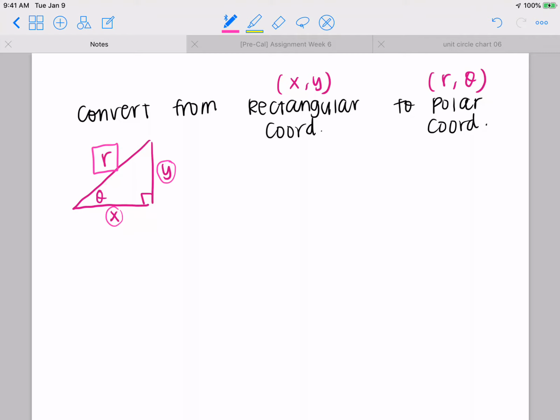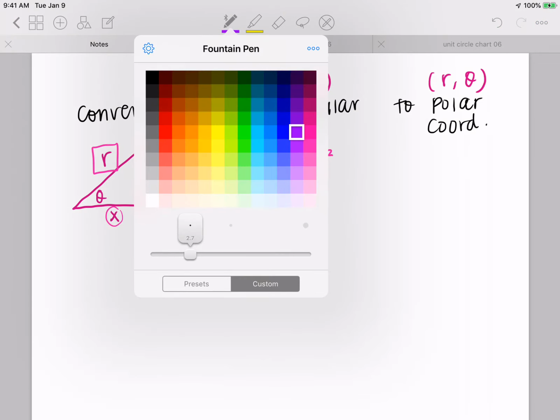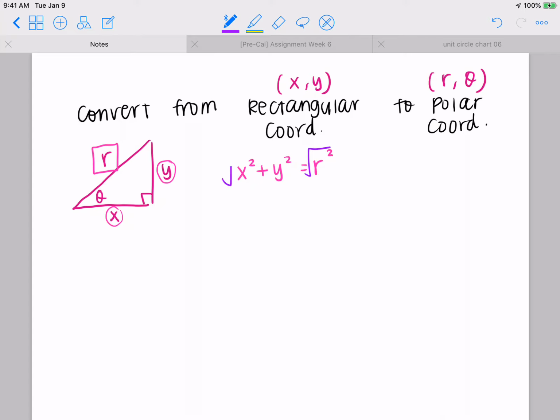Using a right triangle. Okay, some of you probably have thought of the Pythagorean theorem. The Pythagorean theorem is when you square your legs, add them up together, and it will equal your hypotenuse squared, which is x squared plus y squared equals r squared. Okay, again, we're solving for r, so we're going to do a square root on both sides. So r would equal the square root of x squared plus y squared. That's how we're going to find our r.